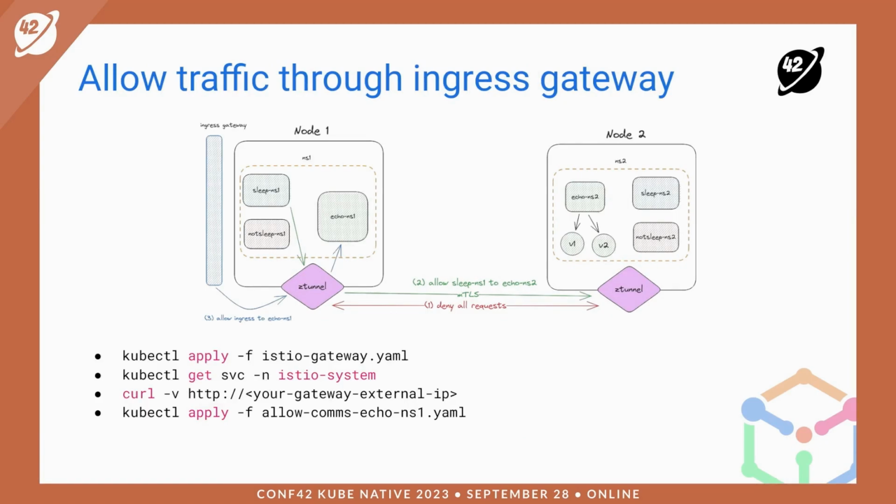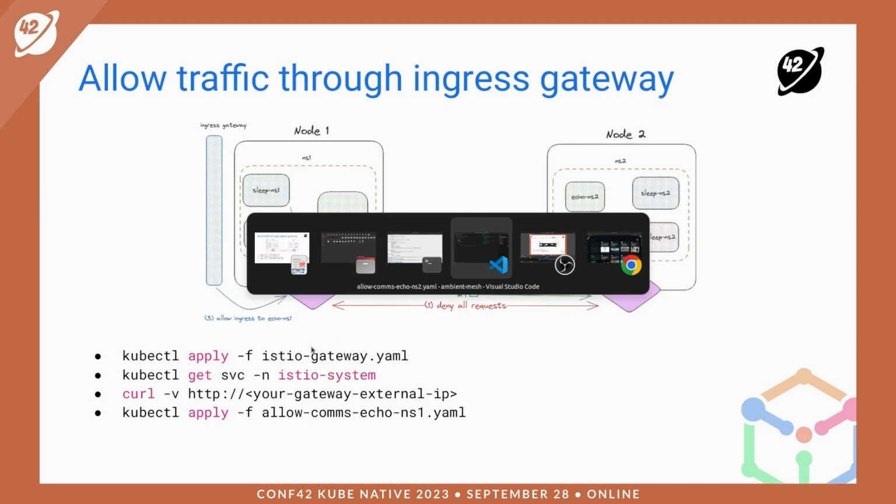We have seen that we were communicating by exec-ing into the sleep pod and then writing a curl command to communicate. Now what we'll do next is allow the Istio ingress gateway to communicate with the echo server in namespace 1. For this we need to apply the Istio gateway YAML file, which is the standard Istio gateway.